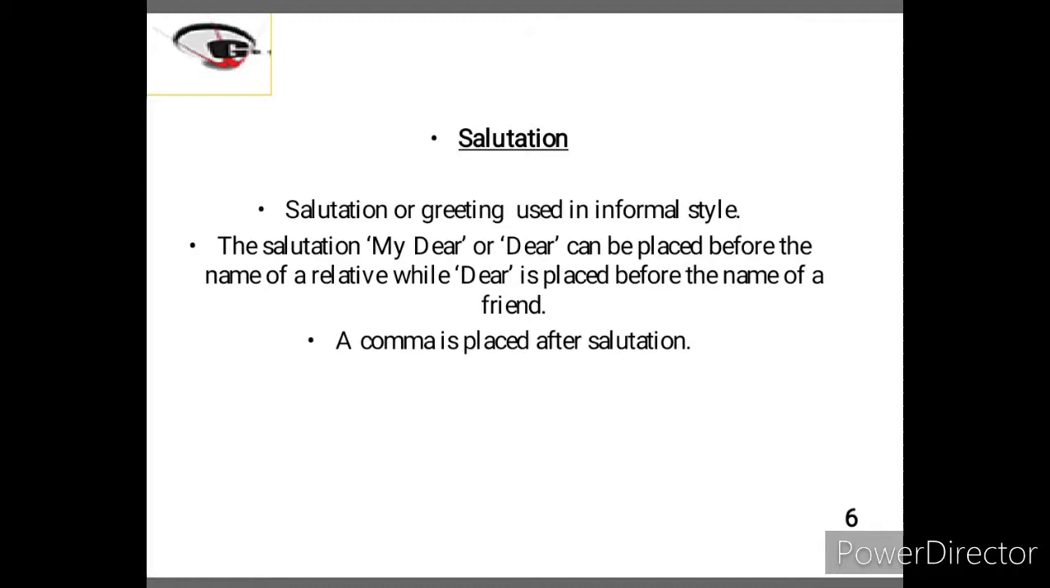Then comes salutation or greeting used in informal style. The salutation, my dear or dear, can be placed before the name of a relative, while dear is placed before the name of a friend. A comma is placed after salutation. So you may or may not put comma after salutation. It's optional.